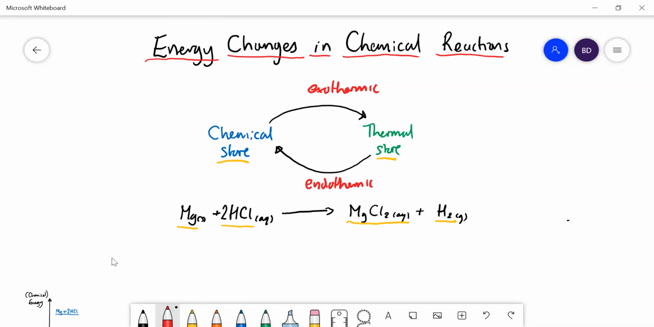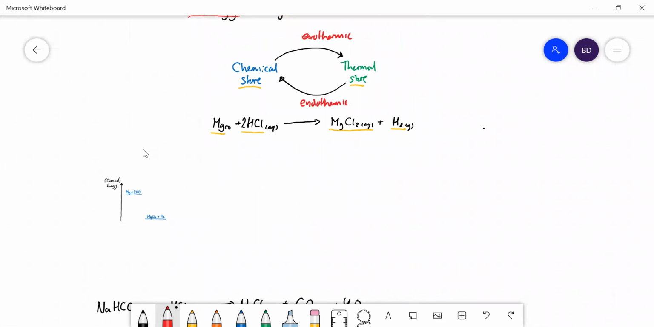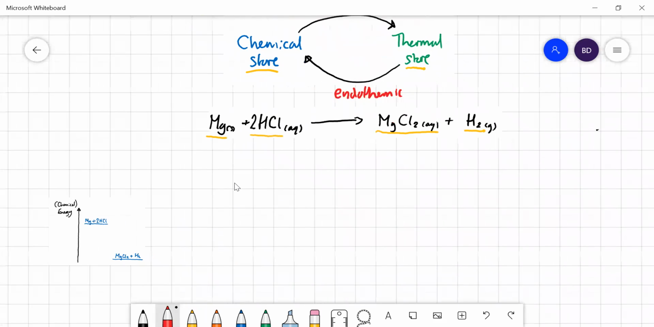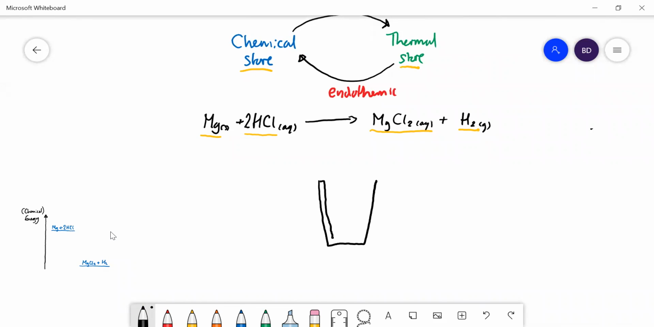So how would you do this experiment? If you want to actually investigate it, you probably wouldn't do it in a glass beaker. You would do it in a polystyrene beaker, because that's a good insulator. So here's a polystyrene beaker, and the heat can't escape to the outside as easily. You have your hydrochloric acid in there, and you put a thermometer in there.